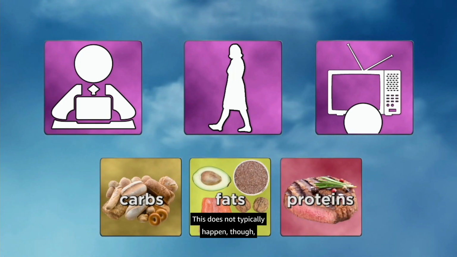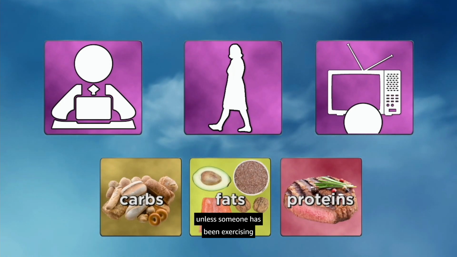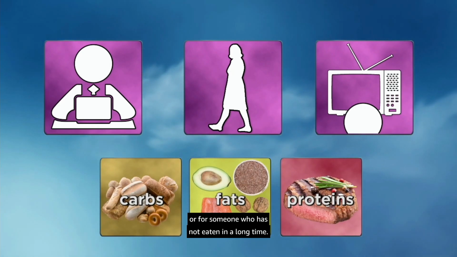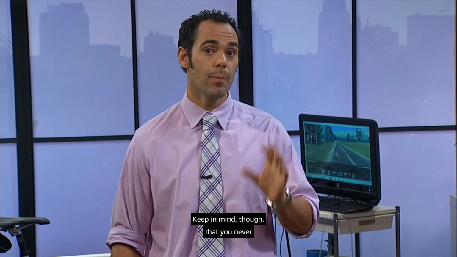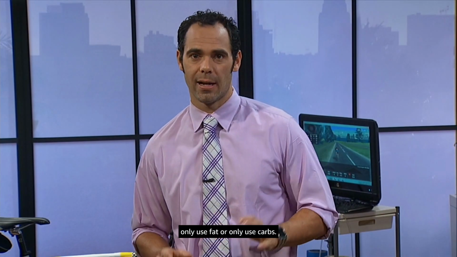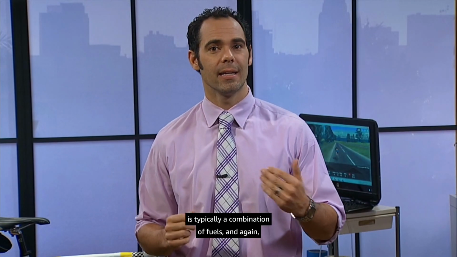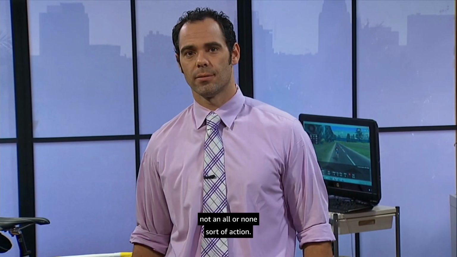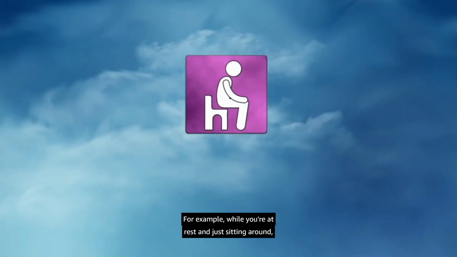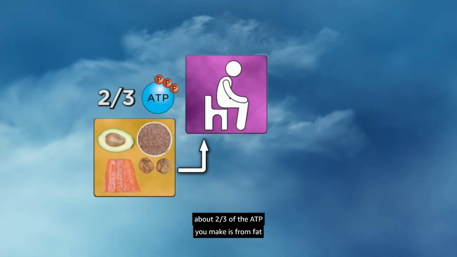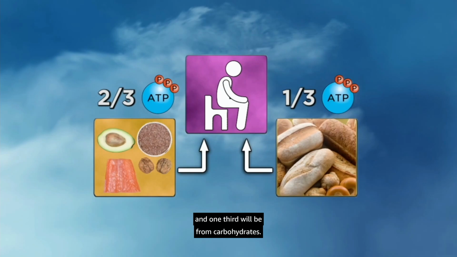This does not typically happen though, unless someone has been exercising for a very long time, say longer than 2 to 3 hours, or for someone who has not eaten in a long time. Keep in mind though, that you never only use fat or only use carbs. The reality is that the fuel used to provide ATP in these energy systems is typically a combination of fuels, and again, not an all or none sort of action. For example, while you're at rest and just sitting around, about 2/3 of the ATP you make is from fat, and 1/3 will be from carbohydrates.